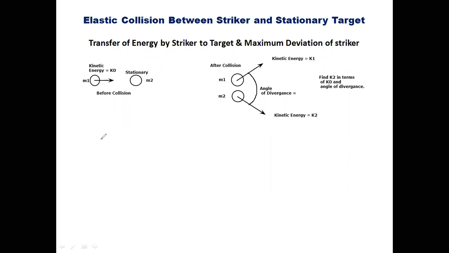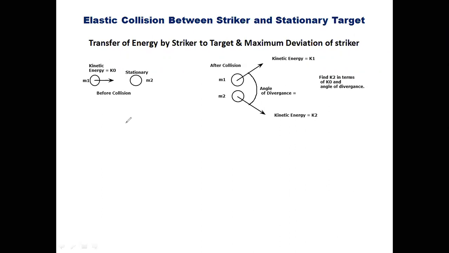Today we are going to discuss the concept of elastic collision between a striker and a stationary target, and the transfer of energy to the stationary particle because of the elastic collision. First we will learn the basics, that is the theory part, and then we will have three examples based on this theory.